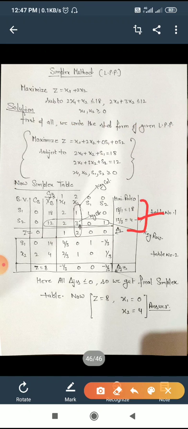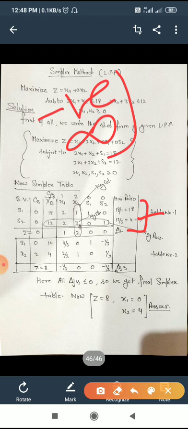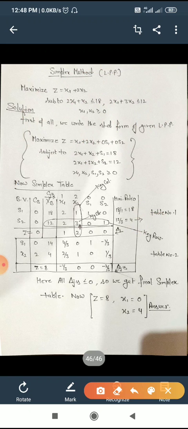If in the minimum ratio there is infinity or a negative ratio, then we reject it. We cannot take a negative or infinity ratio, so we choose only positive; 0 we can take and choose as the minimum, but negative and infinity we can't. So in both ratios 4 is the minimum, so this is the key row, and 3 is the key element at the intersection of the key column and key row.